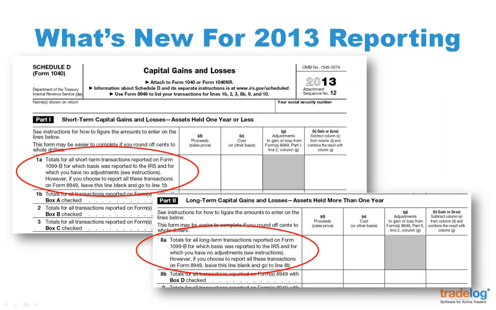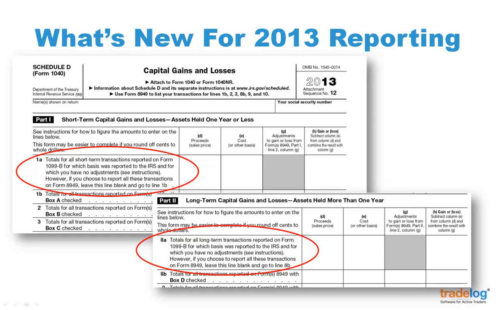Now, another change has to do with Schedule D. We want to touch on this one for a minute because it can be very misleading. The IRS added 2 lines to the Schedule D, line 1A and line 8A. As we're showing on the screen right now, these lines say that you can report the totals from what was reported on the 1099-B if the basis was reported to the IRS and you have no adjustments. You would not have to use the 8949, just simply use the totals from the 1099-B. You don't even have to include the 1099-B.